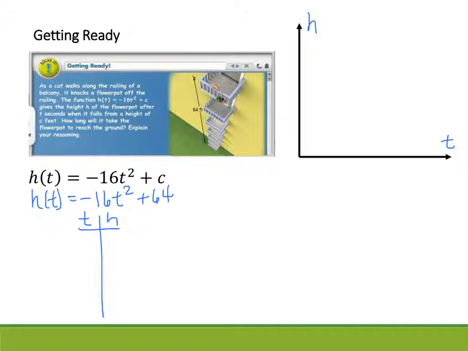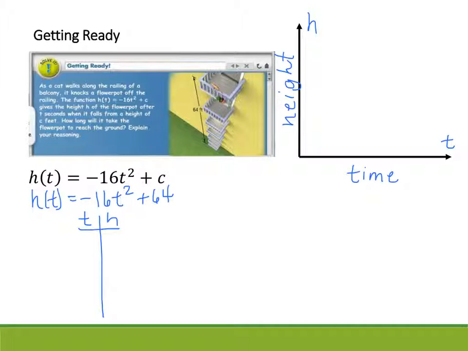Also, when we're working modeling problems, we typically label the axes with words. So the time axis will be the horizontal axis, and the vertical axis is height. Okay. Next, what I'm going to do is get some values.